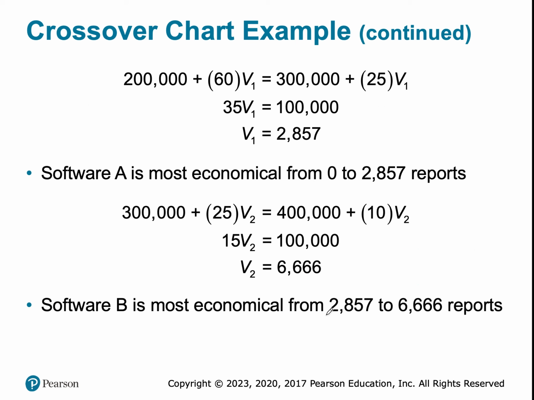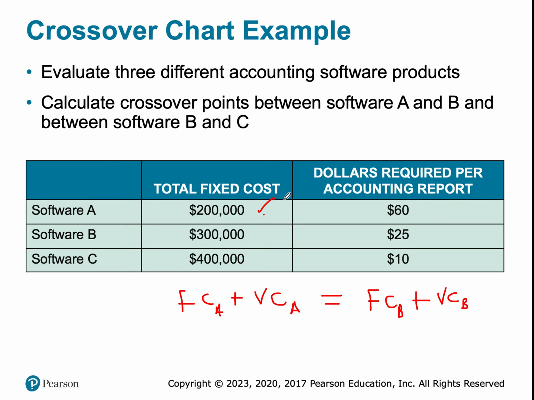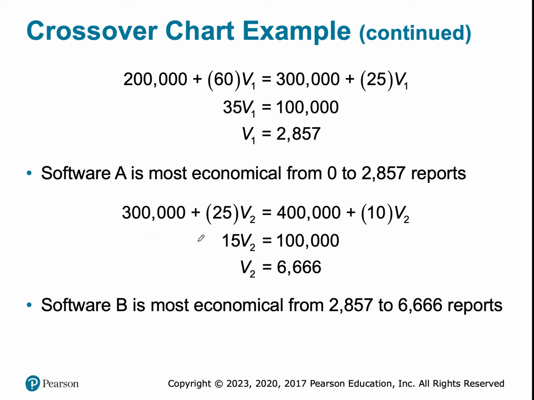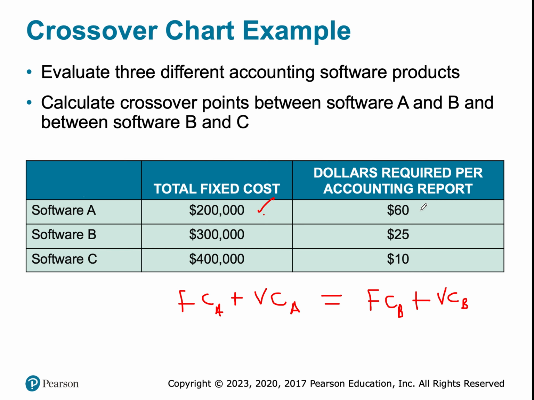Now let's quickly take a look at that. The fixed cost for software A is 200,000, so we write down the 200,000 plus the variable cost, 60 times V1. The 60 is for one product, and V1 is for the many variables, so we call it V1. 60 times V1. And then we come here.